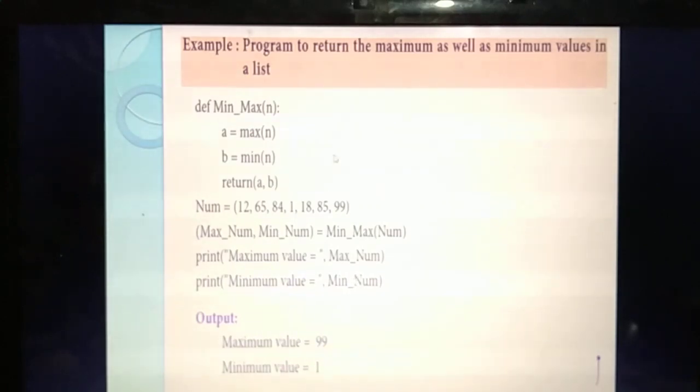So now you need to run the program. After running, what output will you get? Maximum value. What's the maximum value? 99. Then minimum value 1. See the output?